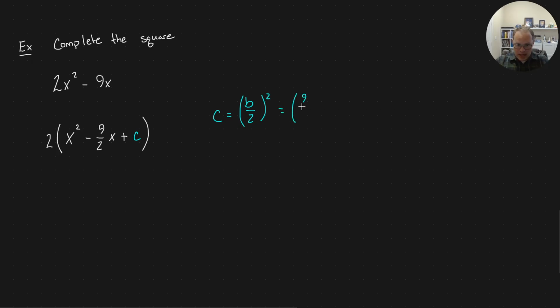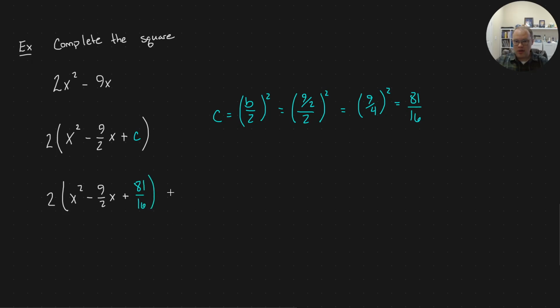My b is 9 halves. Well, 9 halves divided by 2 is just 9/4. And if I square that, I get 81/16. Okay? And so the magic number that's going to allow me to complete the square here is 81/16. And that allows me to factor this as a perfect square.